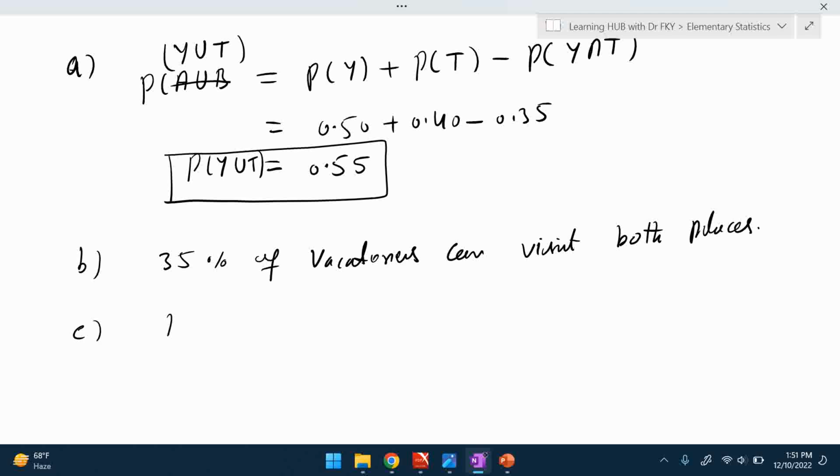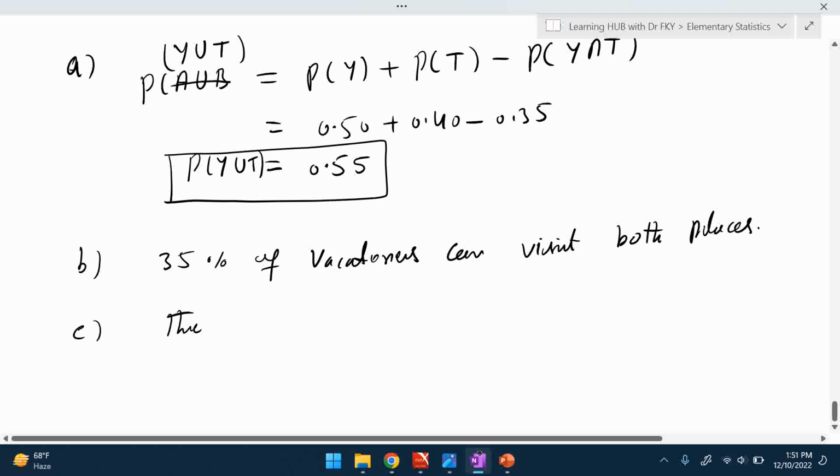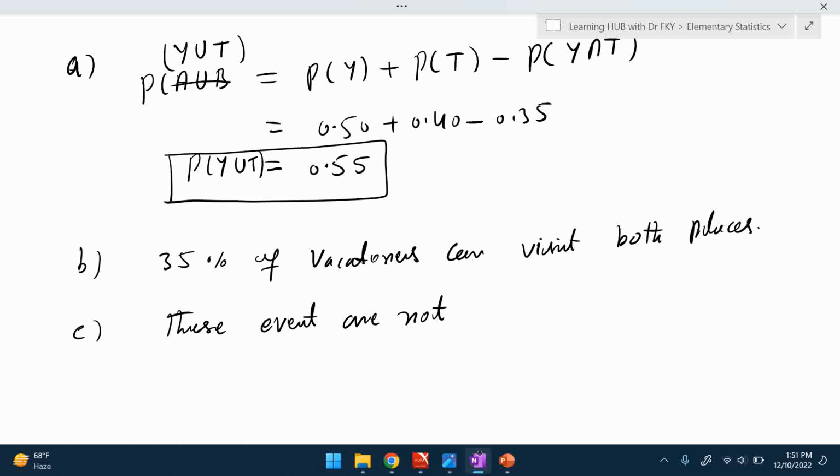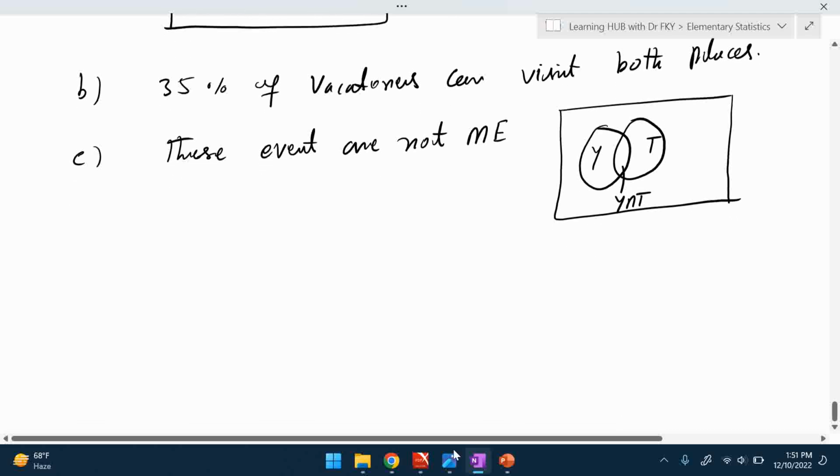Part C, the question, let's see the question again. Are these events mutually exclusive? Explain. These events are not mutually exclusive because there is a common point, they can visit both places. You can explain this with a diagram. Suppose Yellowstone and Teton. So this is Yellowstone, this is Teton, and this is Yellowstone and Teton both. So these are not mutually exclusive events.